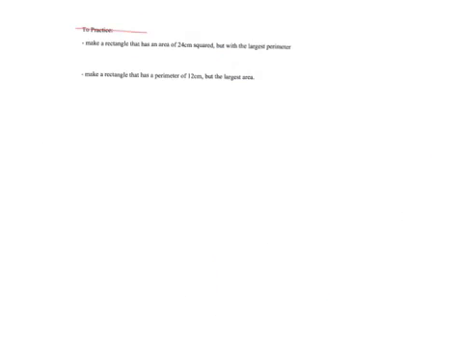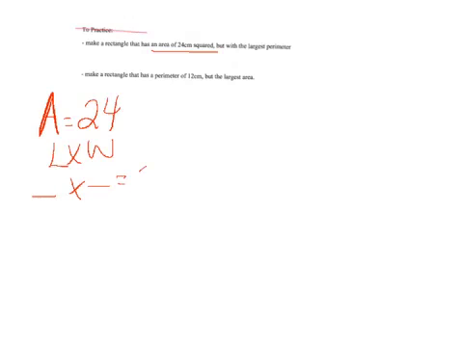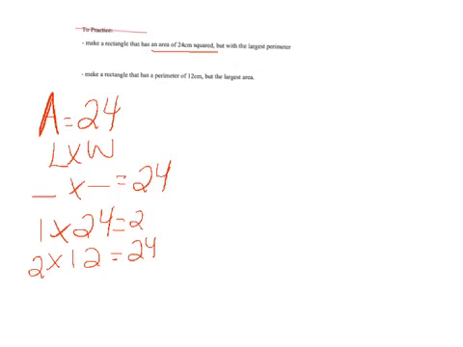Alright, to practice, we are going to try to make a rectangle that has an area of 24 centimeters squared. So we want area of 24. Remember, area is length times width. So we want something times something that's going to equal 24. Well, we know 1 times something equals 24. 1 times 24. Does 2 times anything equal 24? Well, yes. 2 times 12 equals 24. So both of those work.